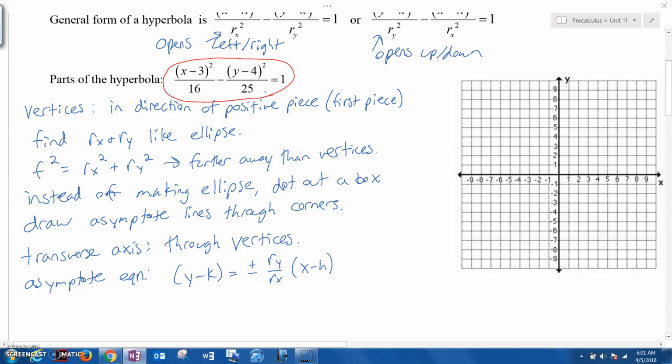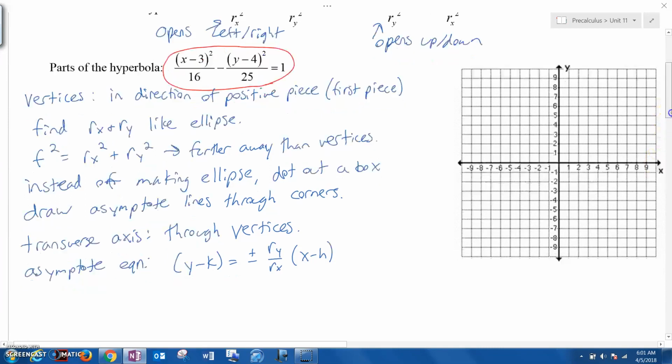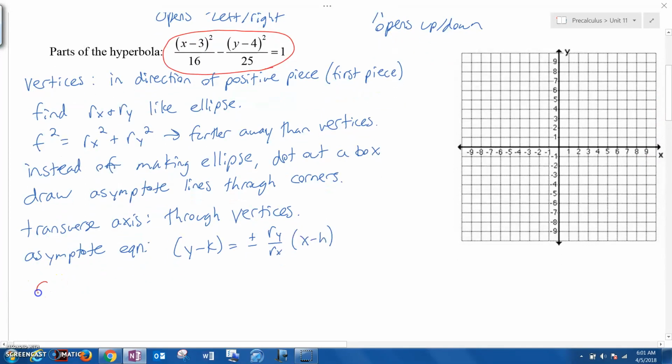Okay, we're going to do this one. So, first thing I note is I have a center at 3, 4. So I'm going to plot that. I then note that Rx is 4 and Ry is 5. So Rx is 4: 1, 2, 3, 4. Ry is 5: 1, 2, 3, 4, 5.